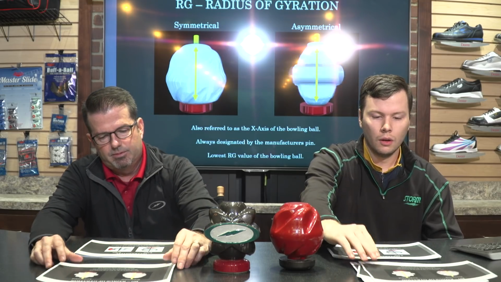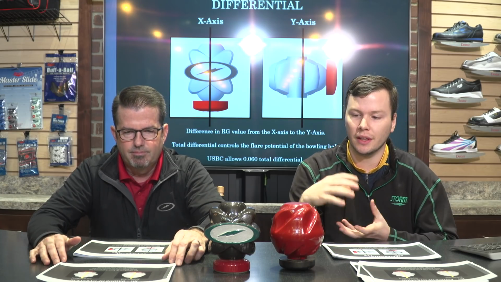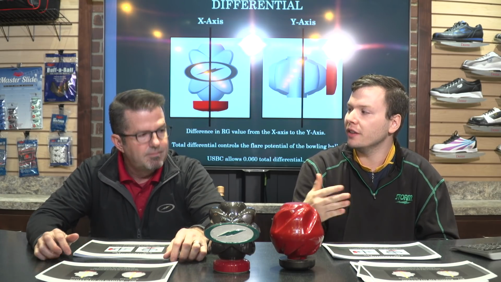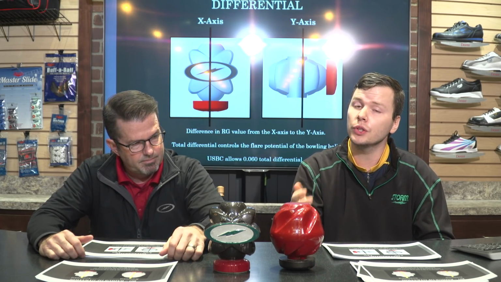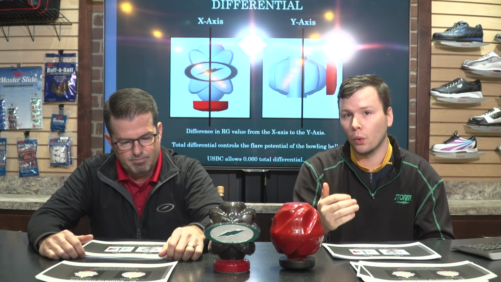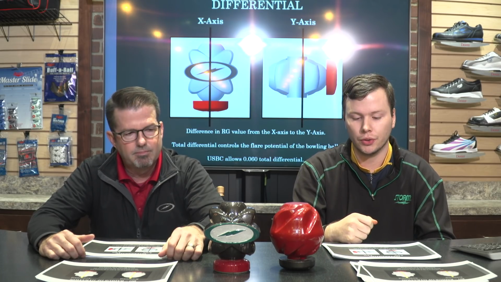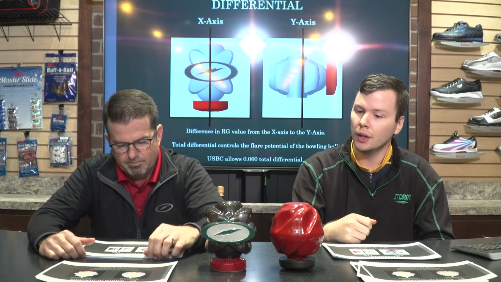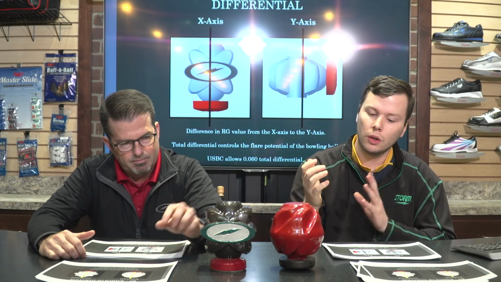Perfect. So let's talk a little bit about the X versus the Y. Okay, total differential is the difference in RG values. Now that's the key: RG values. A lot of people say the height and the width, but it's the RG values that are associated with the height and the width. The bigger the difference between those two, the more total differential you're going to have. As I mentioned, 0.060 is the maximum allowable amount of total differential that USBC allows us to use. So we're basically looking at the difference in RG value from the height of the core to the width of the core.